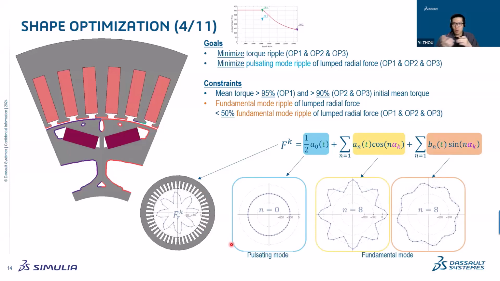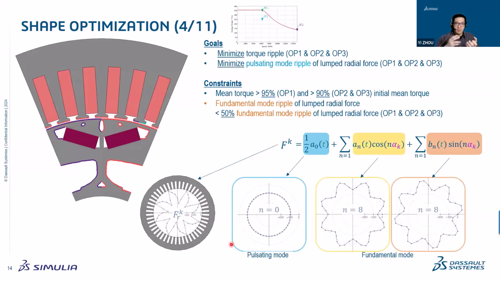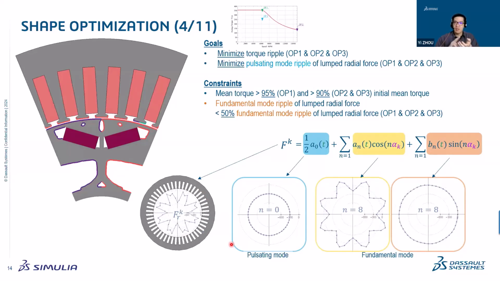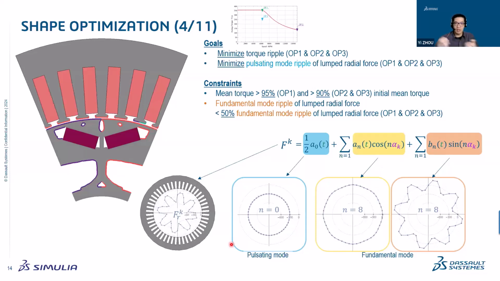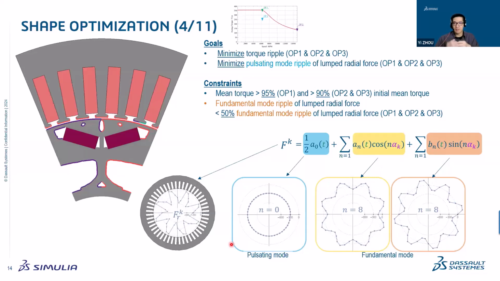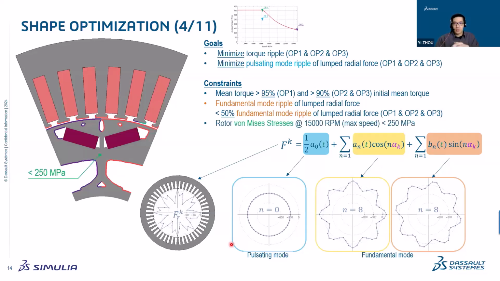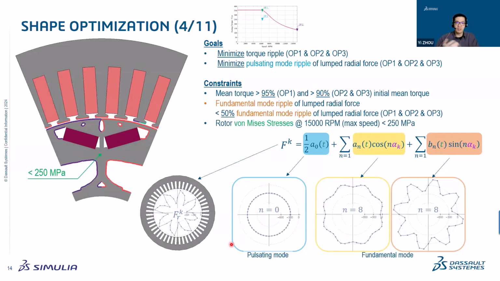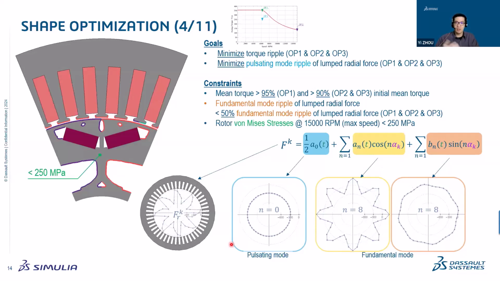Because on the structure side, maybe some specific mechanical order will result in some resonance. If we want to improve the comfort, we need to reduce resonance, and then we need to reduce some specific mechanical order. So here is just an example that we can optimize the specific mechanical order. And also we need to follow the structural limit. So maybe 250 megapascal should not be exceeded from the rotor at the maximum speed.